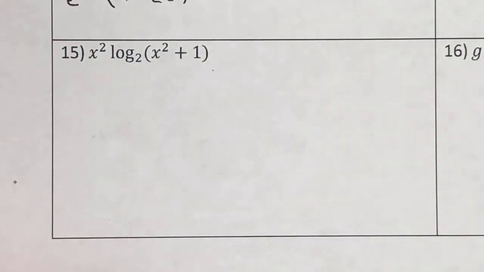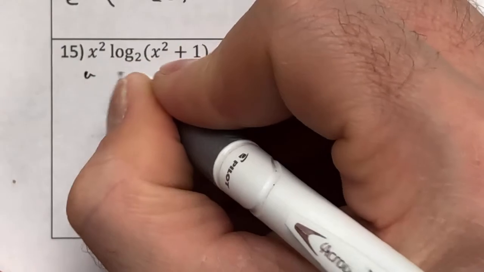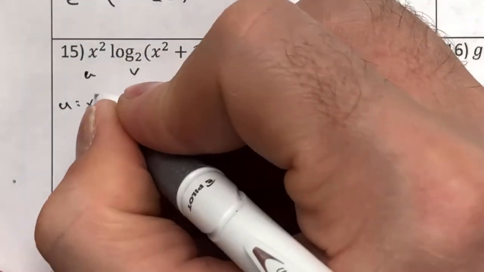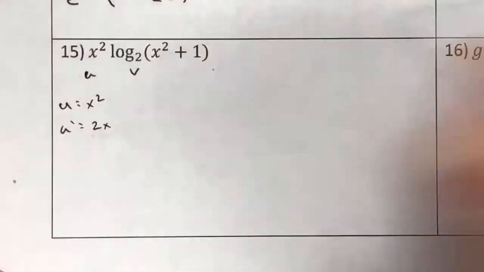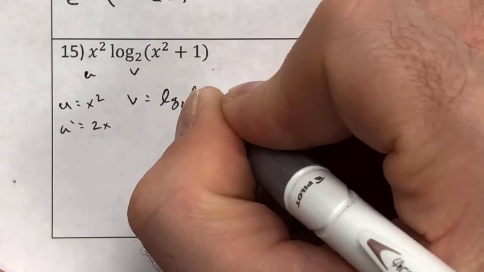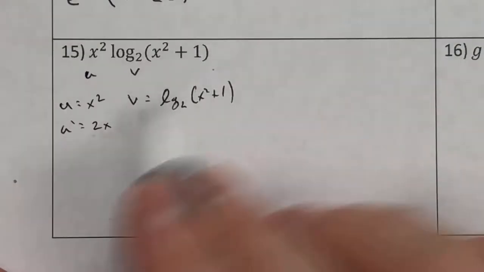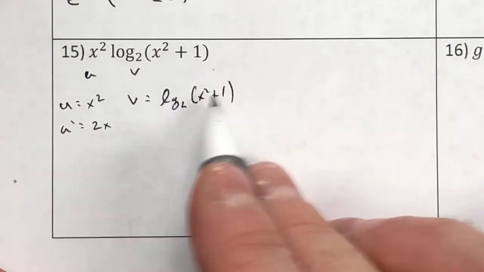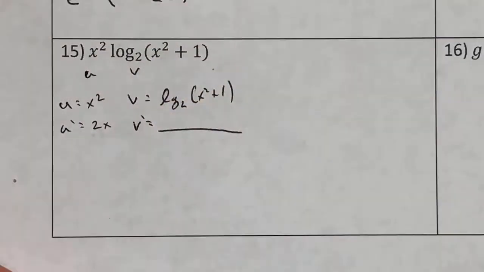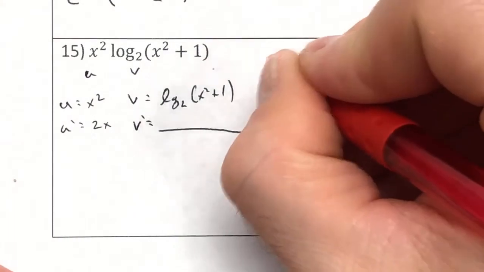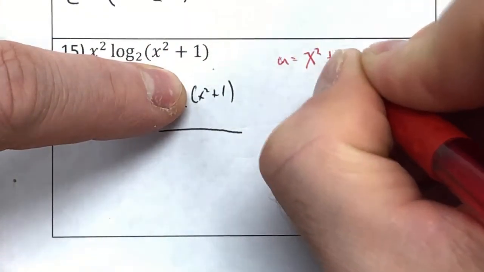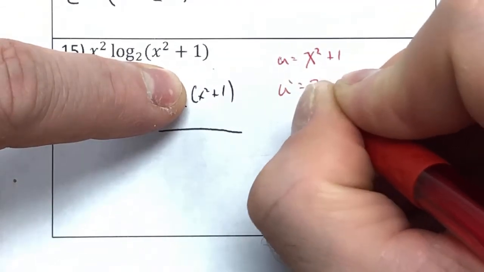Kind of have like a chain within a chain. So u, v, u is going to be x squared, which means u prime is 2x. V is the log of 2x squared plus 1. We already see where this is going. I can't take the log of something. So I'm going to come over here and say v prime is equal to subroutine. If that was a u, so that's x squared plus 1, u prime would be 2x.